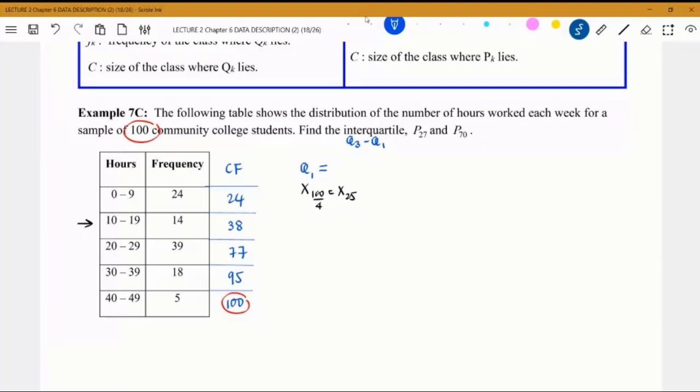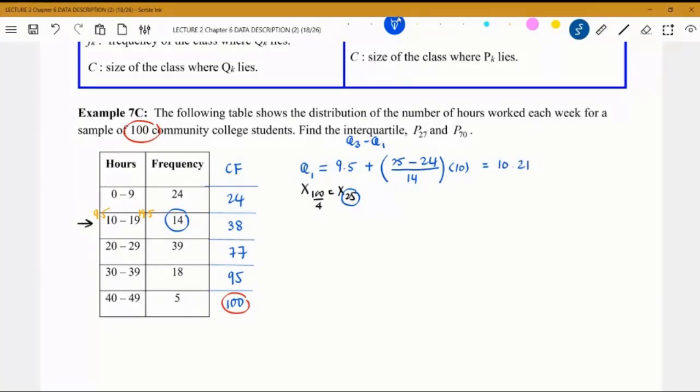The lower boundary is 9.5. Good. Since we have a gap, here it will be 9.5 plus, directly using this 25, minus the cumulative class before, which is 24, divided by the frequency of itself, which is 14, and then times C, which is the class width. The class width is 19.5 minus 9.5, which is 10. So your Q1 will be 10.21.